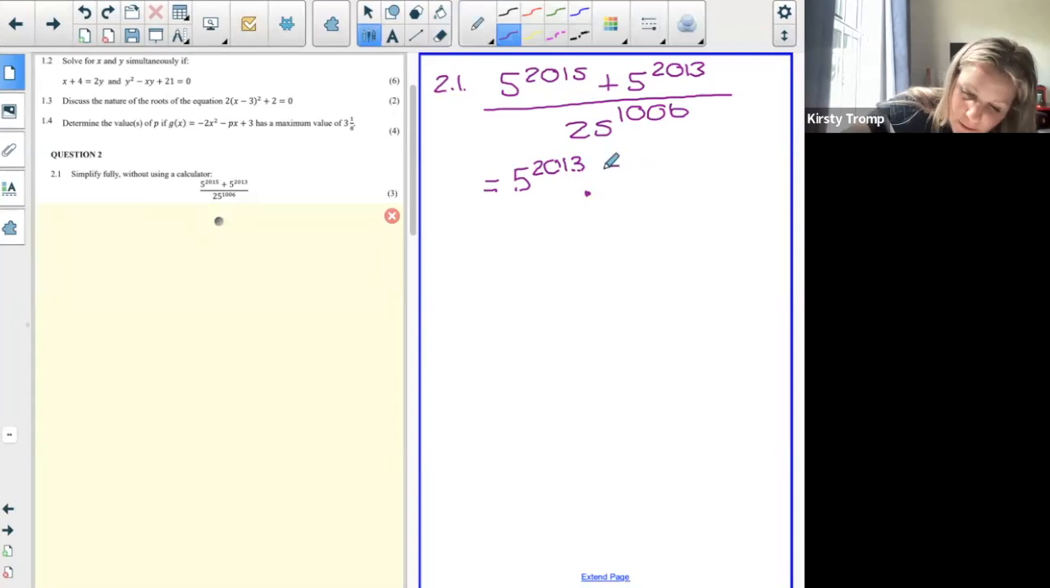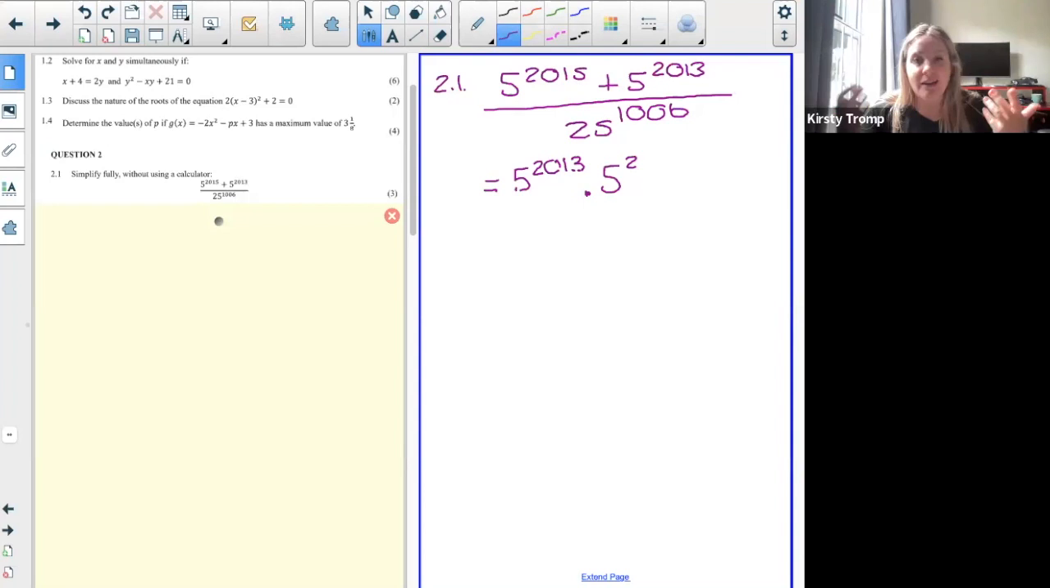All right, so when numbers have the same base, what can happen? I keep the base and I add the exponents. So if I have a base of 5, then 5 to the power of 2015 times 5 to the power of 2 is the same thing as saying 5 to the power of 2015, because same base, add the exponents.